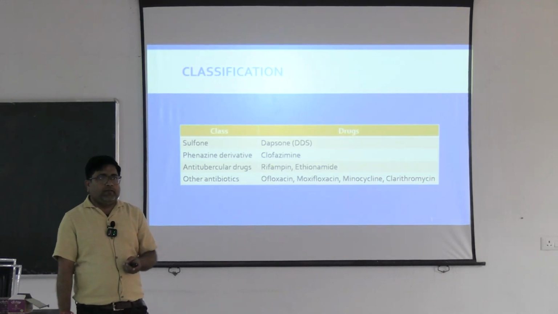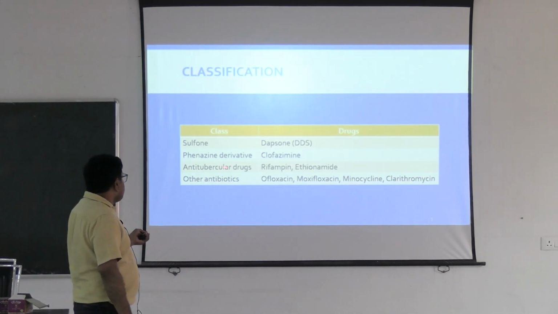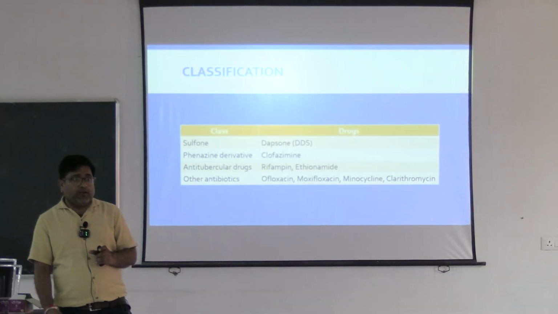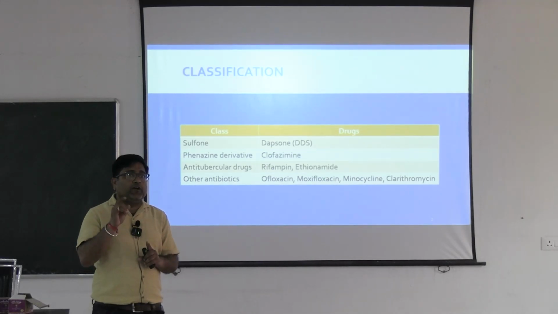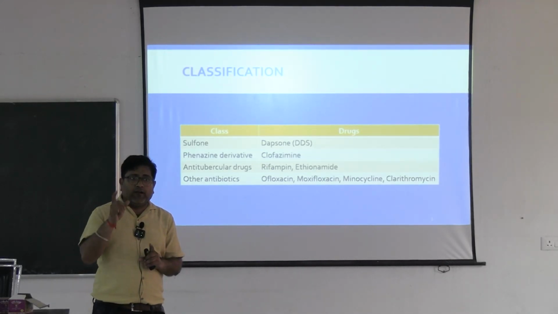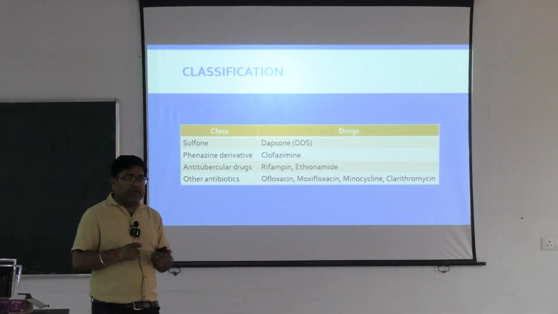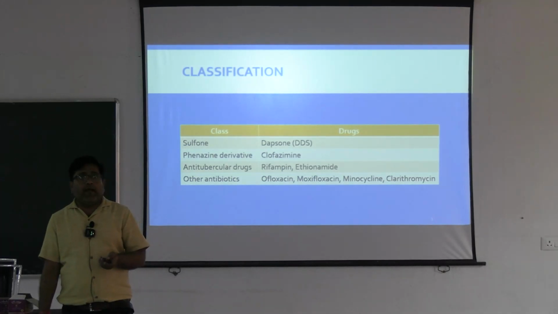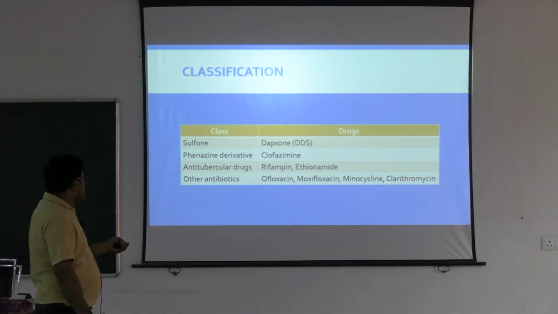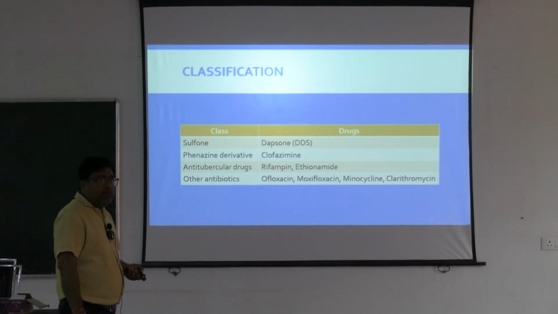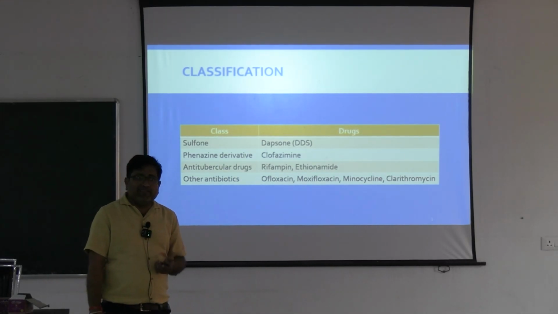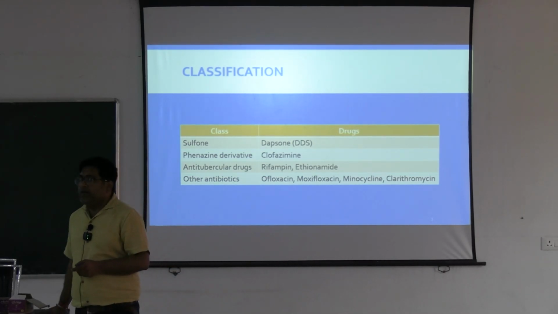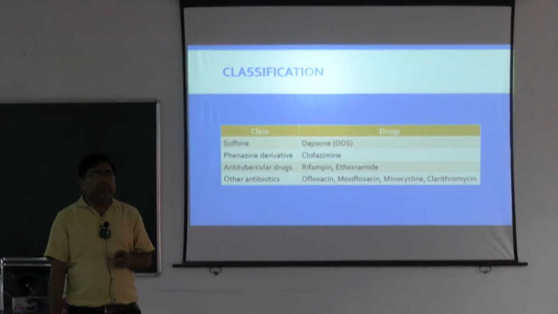Number two is Clofazimine. Number three, anti-tubercular drugs. Some anti-tubercular drugs are also used as anti-leprotic, particularly Rifampicin. It is one of the drugs that is used in multi-drug therapy of leprosy. So, Rifampicin and ethionamide. Some antibacterial agents are also used that include ofloxacin and moxifloxacin, clarithromycin and minocycline. So, these are the drugs which are used in patients of leprosy.